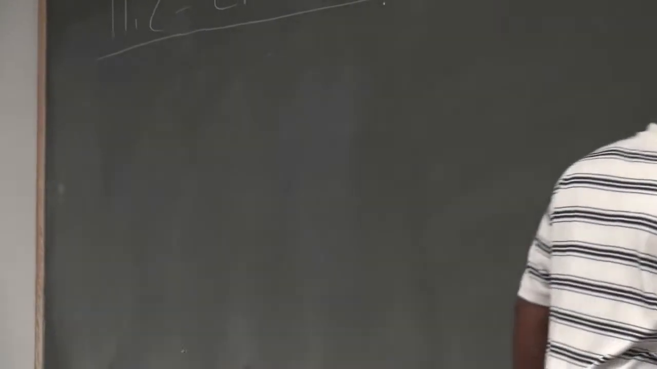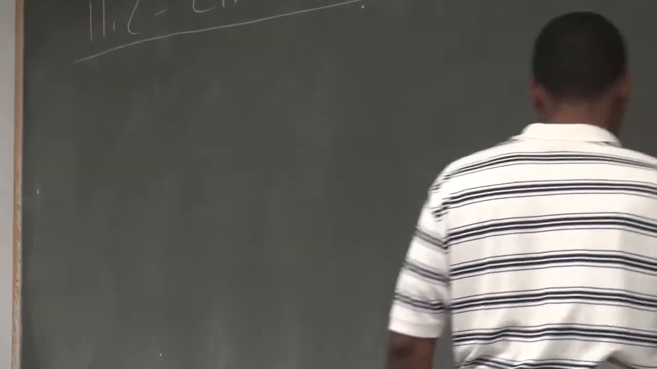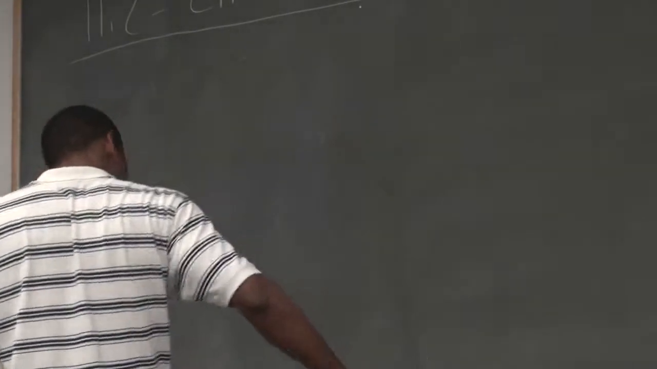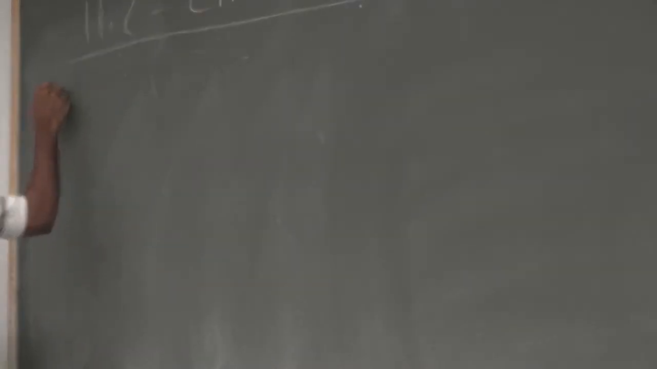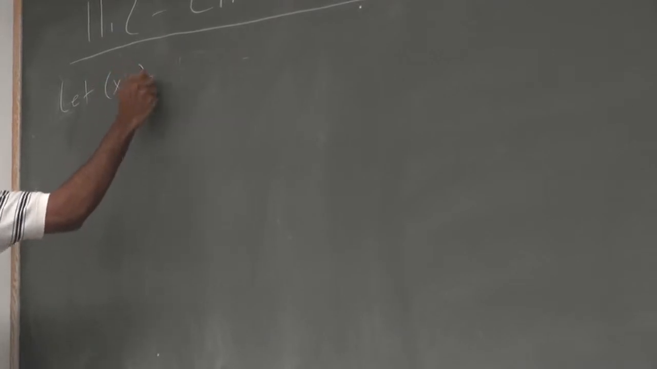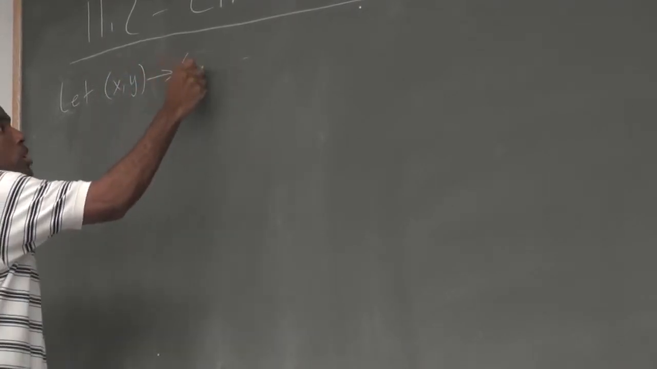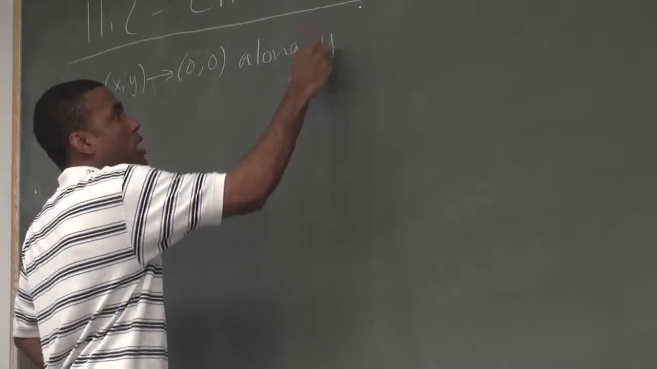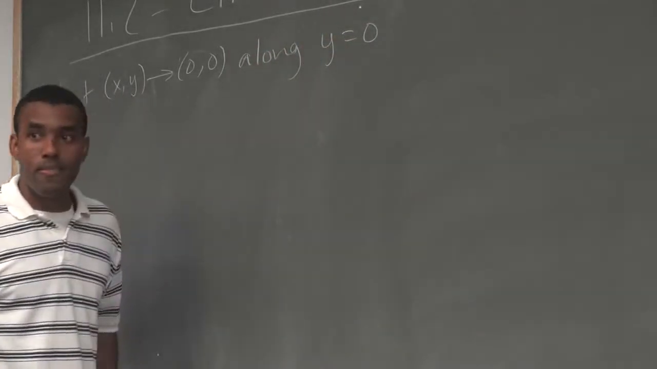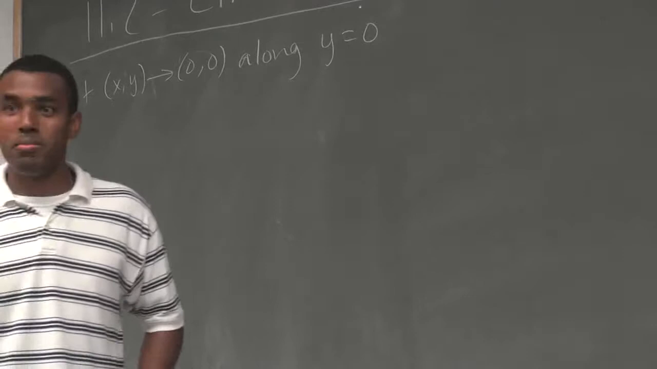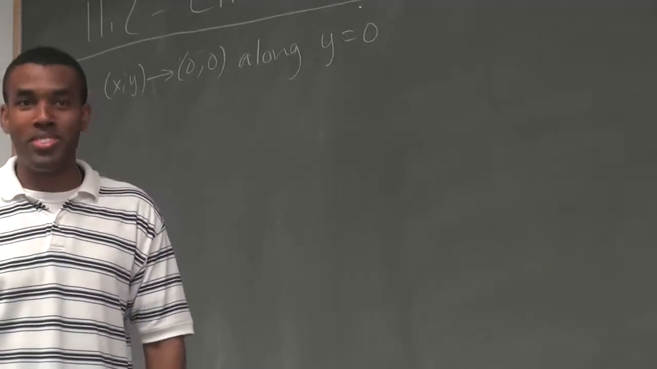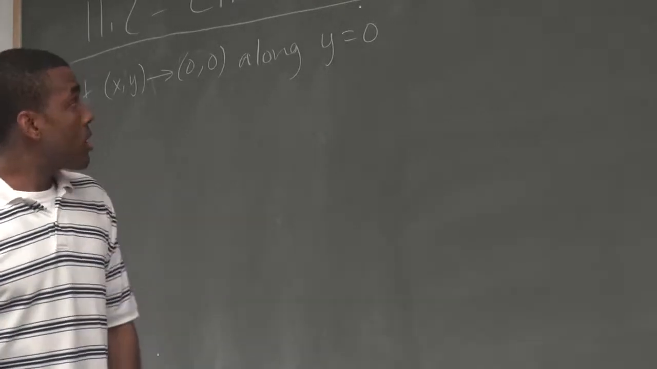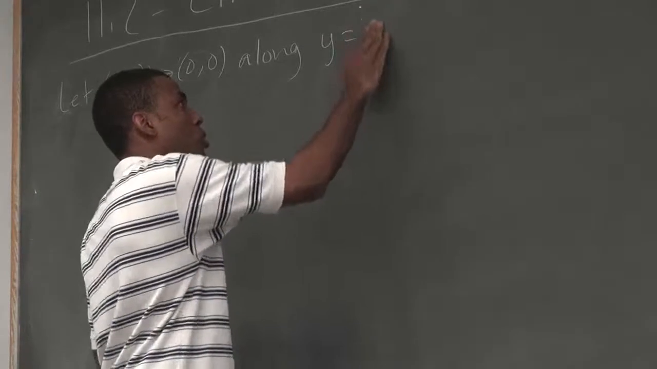So I'm going to approach the origin, but now from a different way. Which way do you think I can show? Y equals 0. Along y equals 0, is that what you want? Oh, I guess it would also give you 0. Y equals x. Y equals x.